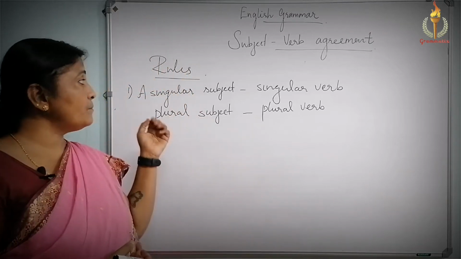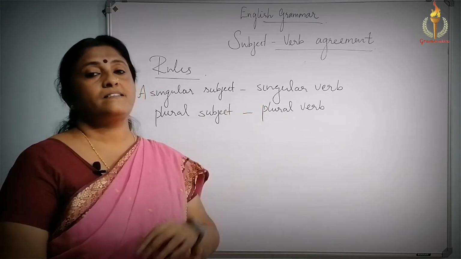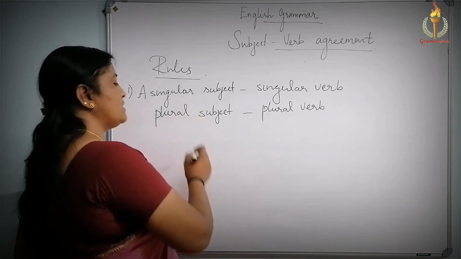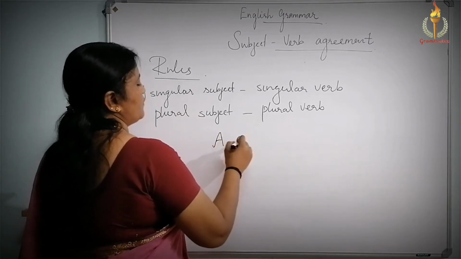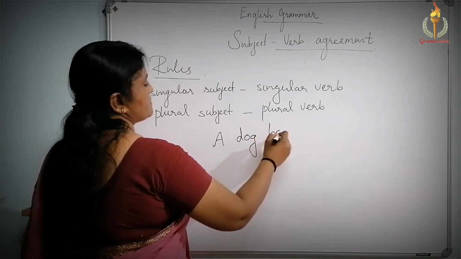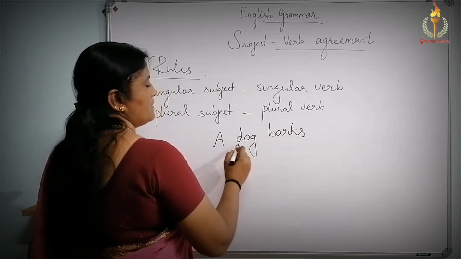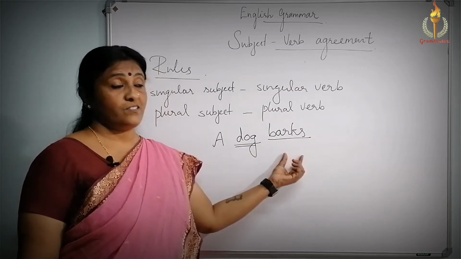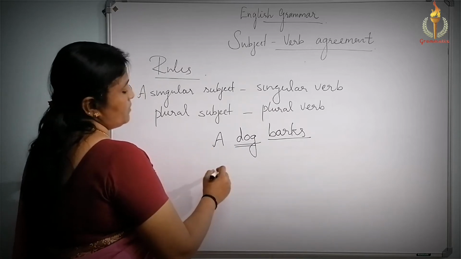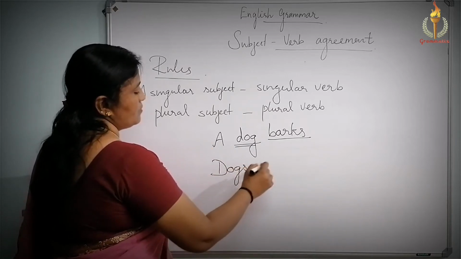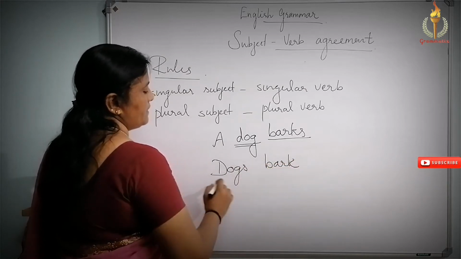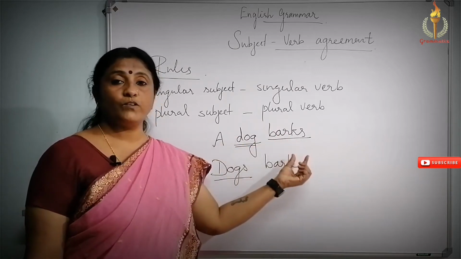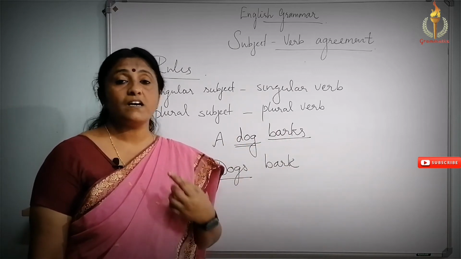The first rule says that a singular subject always takes a singular verb and a plural subject always takes a plural verb. For example, if you are using a singular subject, a dog barks. So dog is singular, barks is singular. So a singular subject takes a singular verb. A plural subject, if you are taking the same thing, dogs bark. Here dogs is plural, bark is also plural. So singular subject, singular verb, plural subject, plural verb. This is the first rule.